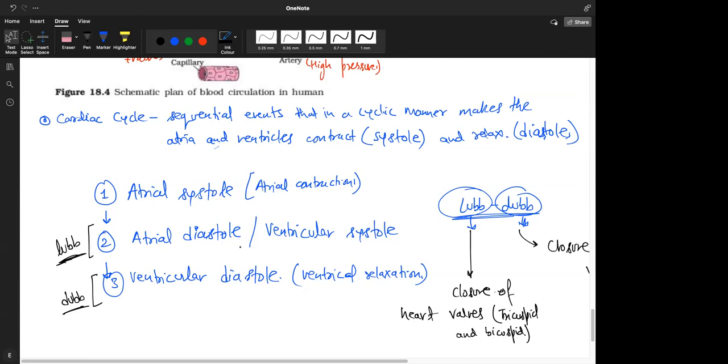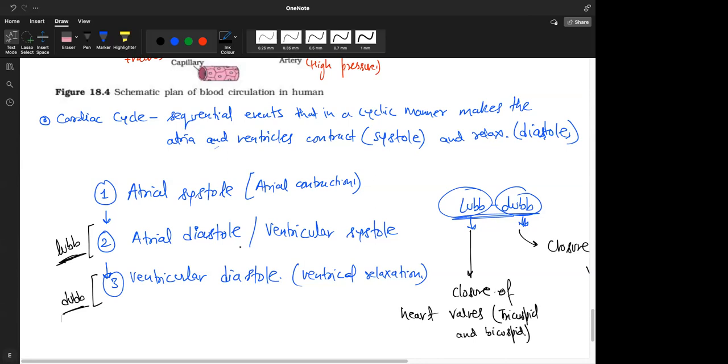So systole, diastole, lub dub, valves, tricuspid, bicuspid, semilunar valve, everything is clear to you? Cardiac cycle is clear. What is double circulation? Is that clear, people?